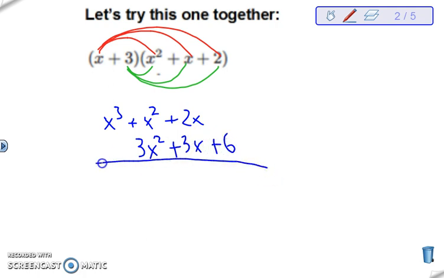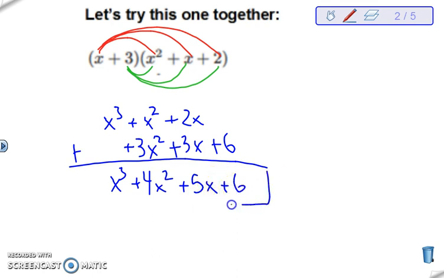And so what I have now is all of the common terms lined up so that I can just add straight down. So x cubed doesn't add with anything. But if I take an x squared and a 3x squared, it gives me 4x squared. I take a 2x and a 3x, and it gives me 5x. 6 comes down, and we have our answer.